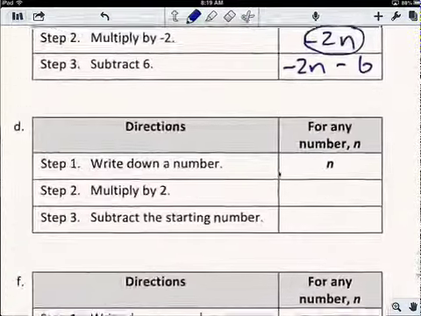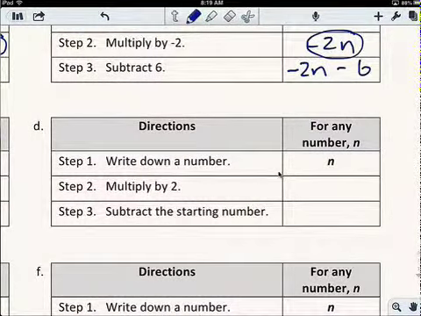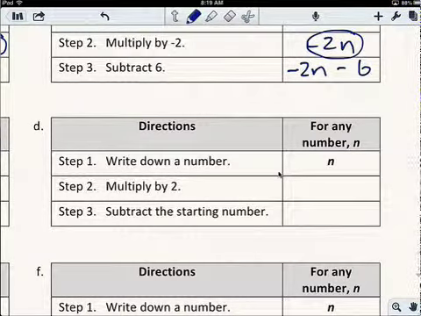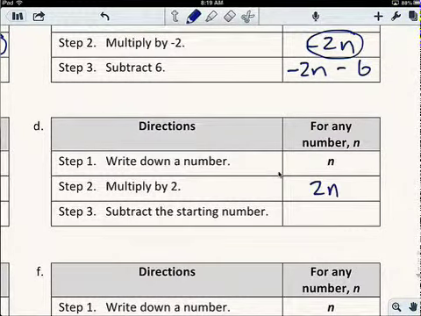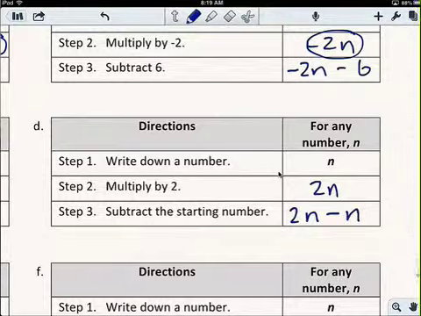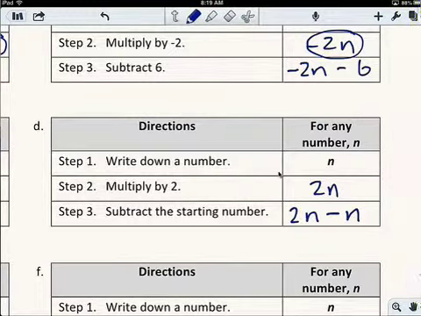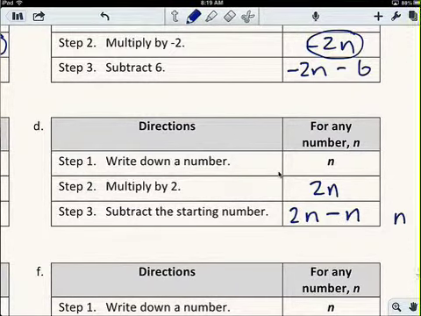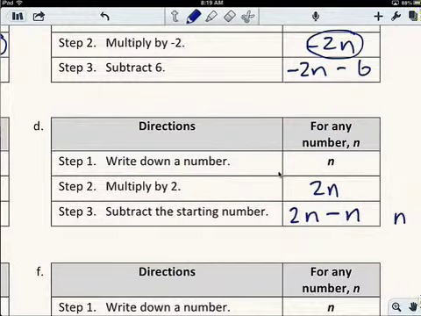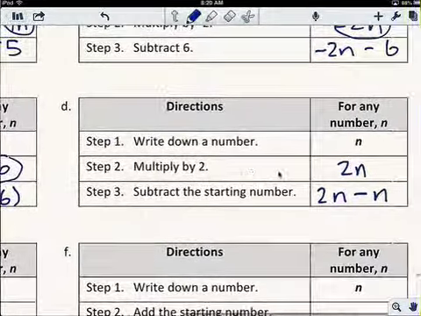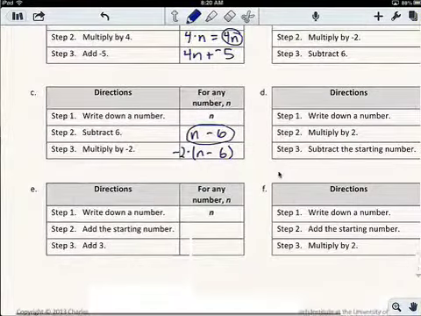I'm going to plug it along here. Write down the number n, multiply by 2. So that's 2n. Subtract the starting number, and then the starting number was n, so I'm going to take away n. And if you're feeling especially clever, 2n minus n, that's 2 of something minus 1 of that something, which should give me just the something. So you could write 2n minus n, or you could just write the answer n. Either one is correct there.